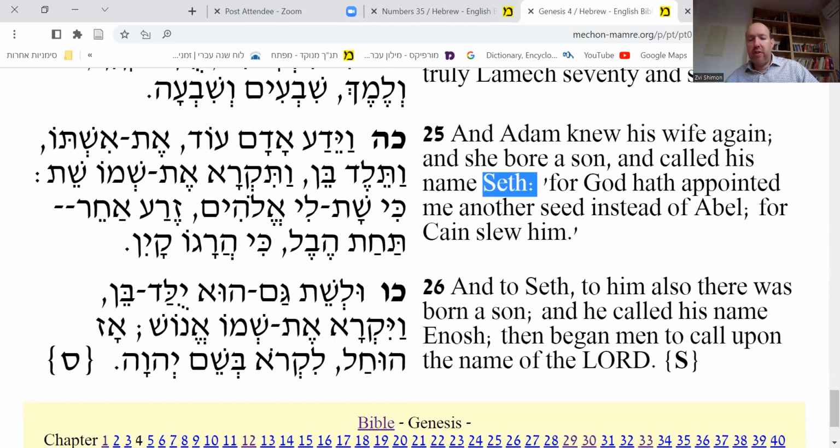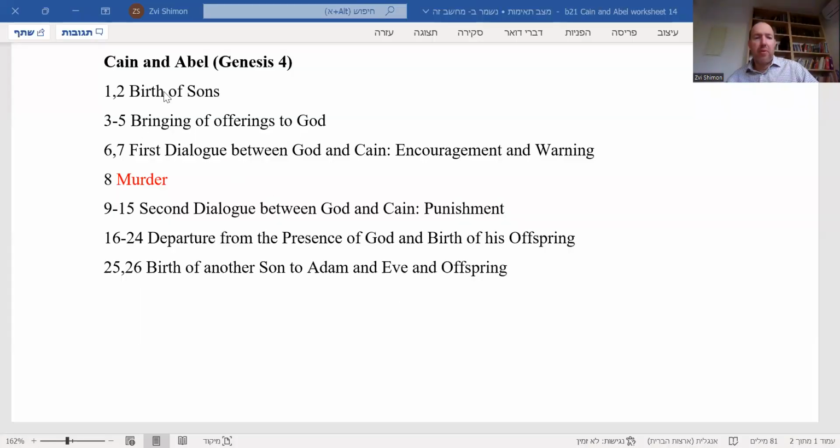And if we want to try to identify a certain structure behind the narrative, I want to propose the following. I think we can see a chiastic structure behind the story. And here I'll share it with you. We open with the birth of sons, and we close with another son and his son at the end of the story. The second stage, after the description of the birth of the sons, is the bringing of offerings to God by both of them.